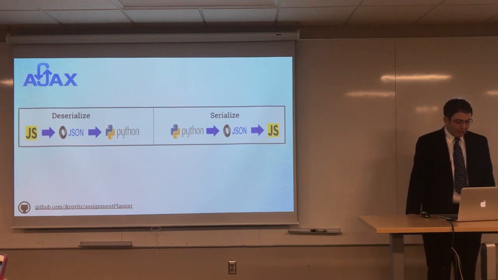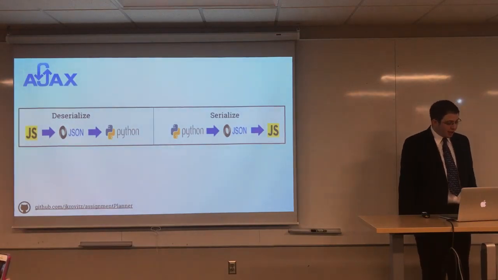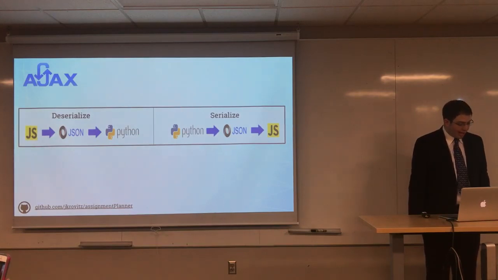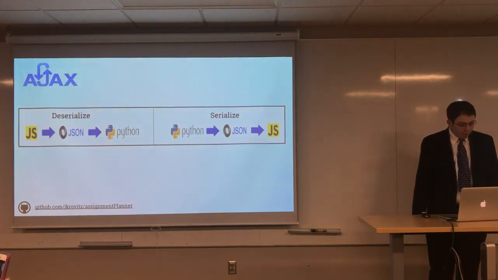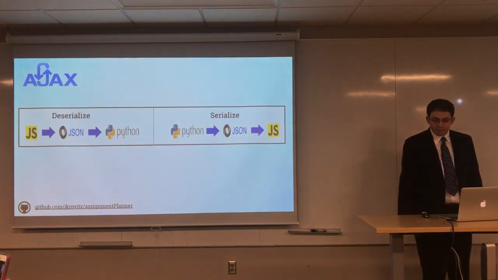AJAX calls were tricky to implement because we had to figure out how to deserialize the data so that the input from the form would be in a syntax that the SQL Alchemy database can interpret. Furthermore, we had to figure out how to serialize the data from the database so it would be output to the screen.